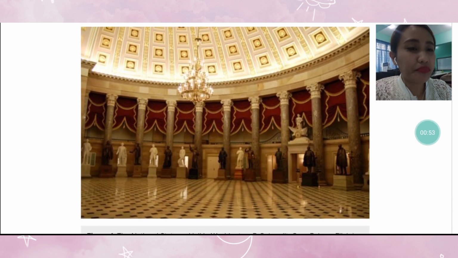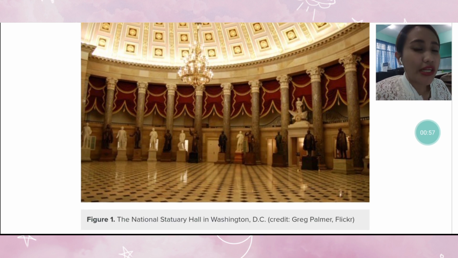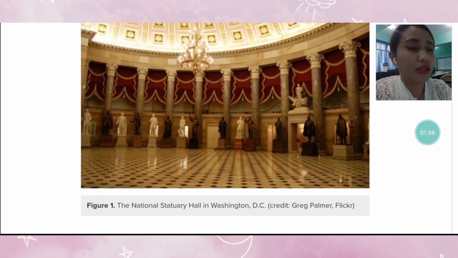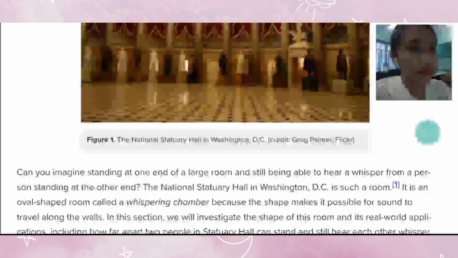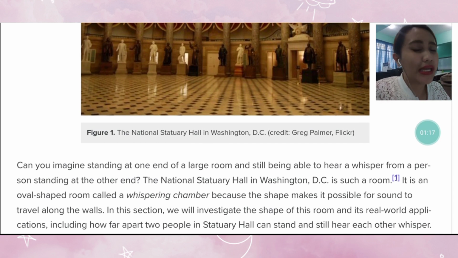So here we have an illustration of the National Statuary Hall in Washington, D.C. This building somehow has a connection to our topic. So, can you imagine standing at one end of a large room and still being able to hear a whisper from a person standing at the other end?